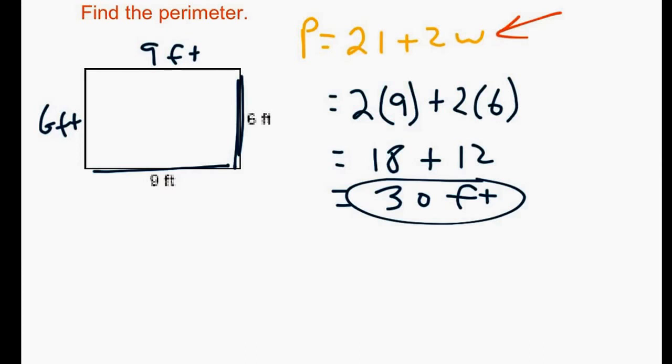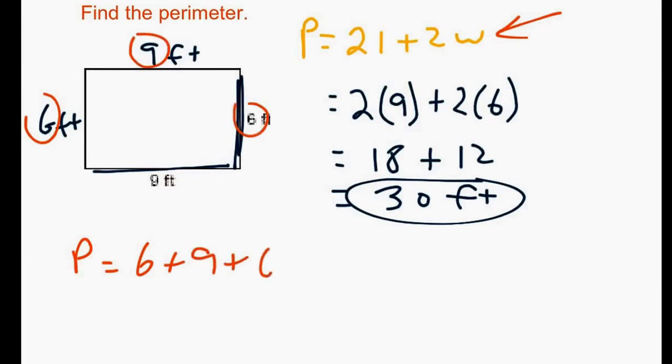But you could also say, well, perimeter equals that plus that plus that plus that. You just go right around because you're really just finding that distance around. Add up all the sides. And if you add all of that up, you would also get 30 feet.